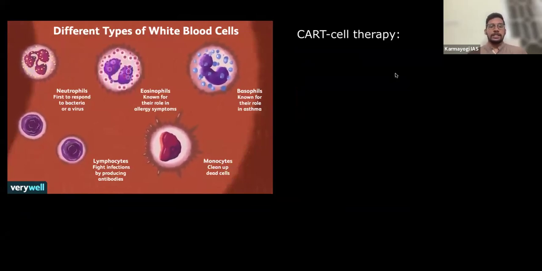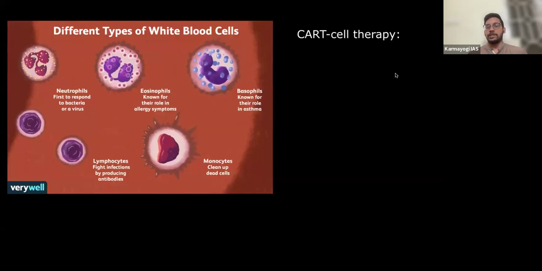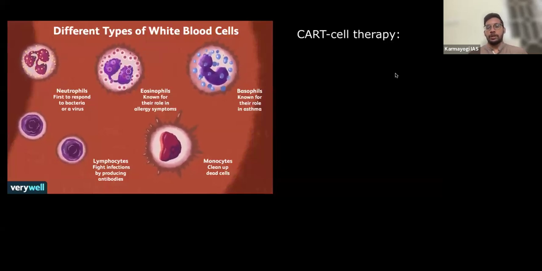Before that, let's understand the very basics about the cells in our human body. Our human body is completely made of cells, and within a cell we have the nucleus. Within the nucleus we have chromosomes, 23 sets of chromosomes, and within chromosomes we have DNA. So this is the structure of a cell. The two main important cells in our human body are red blood cells as well as white blood cells.